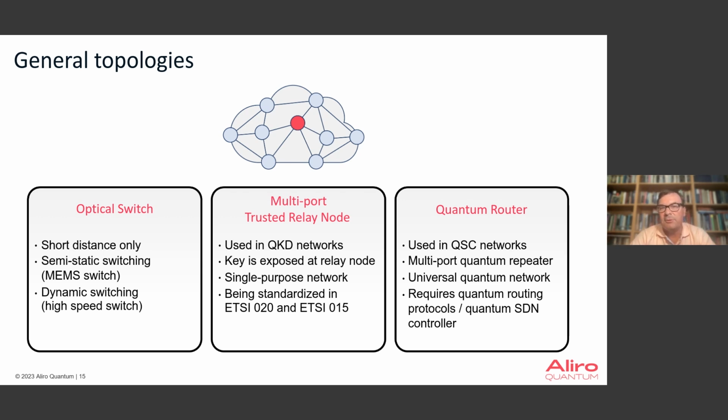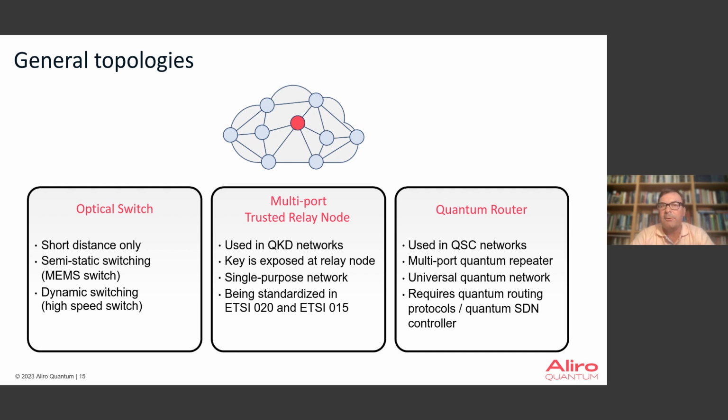If the distance is short enough, for example, in a metro network, you can use layer 1 optical switches. These optical switches can be relatively slow, such as a MEMS switch, for example, or the optical switches can be very fast, such as a Mach-Zehnder interferometry switch. And in that case, they can do very dynamic switching.